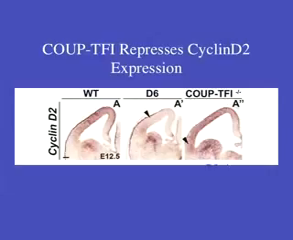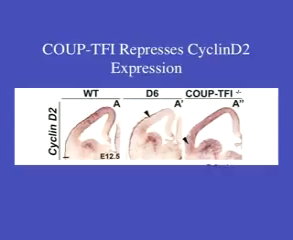So then Andrea looked to see whether increasing COOP-TF1 changes the level of expression of an important regulator of the cell cycle, a gene called cyclin D2, which is expressed in a gradient as well, and most high in this middle region of the cortex. And indeed, in the region where COOP-TF1 is overexpressed, there's a very strong suppression of cyclin D2 expression.